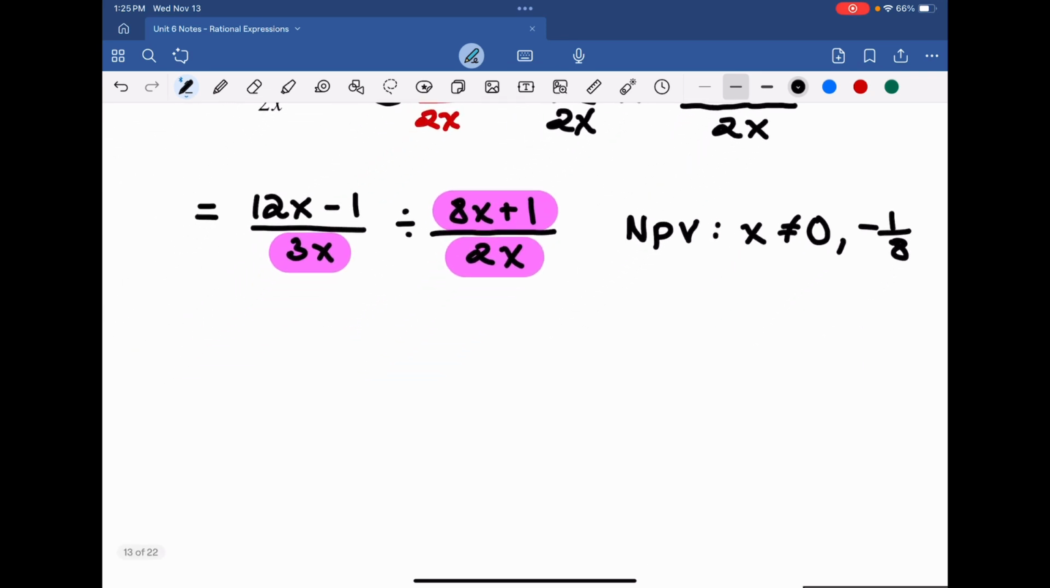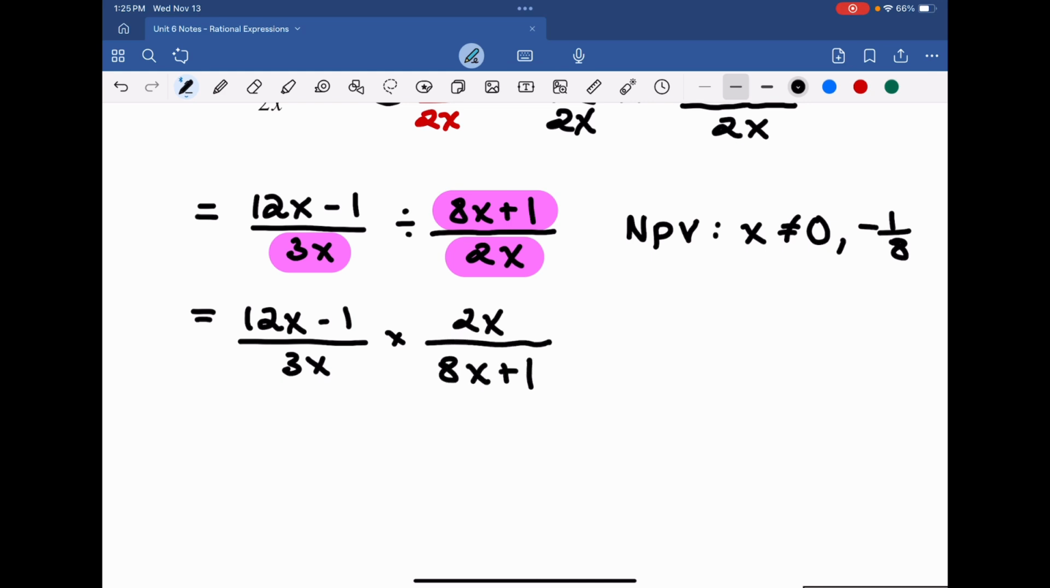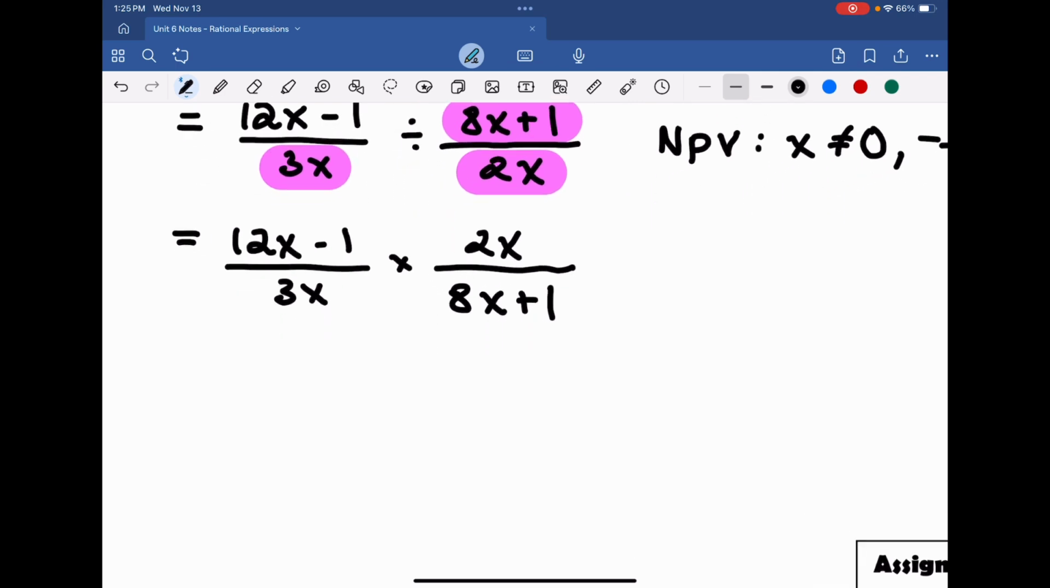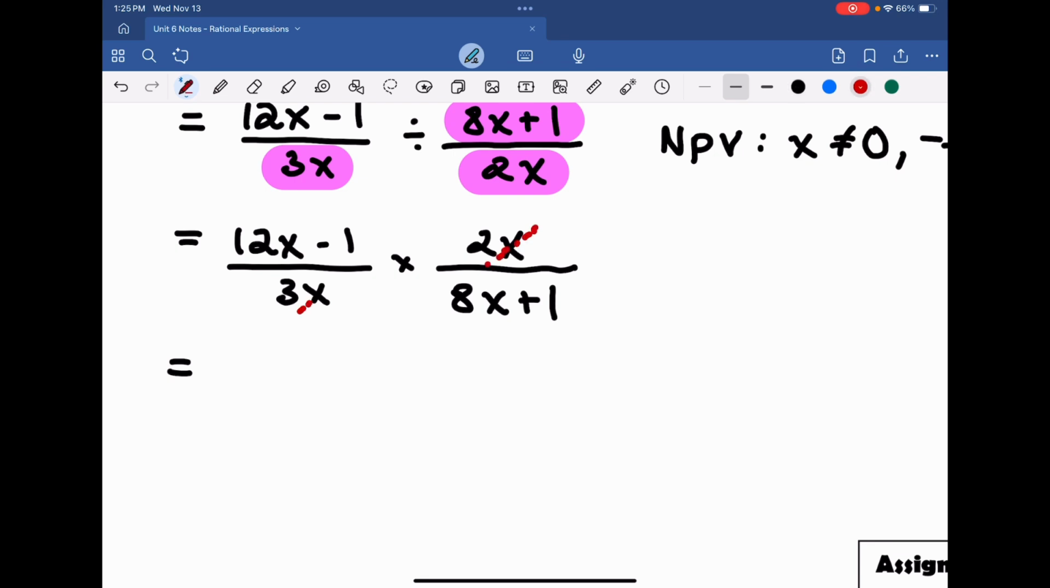So there's our NPV. Now we're going to simplify this. I'm going to do the kiss and flip rule, or the kiss and reciprocal rule. This is over 3x, and I'm going to multiply it by 2x all over the 8x plus 1. Now from here, we're going to cancel the terms that we can potentially cancel. In this situation, I don't really see much that I can do. It might even make sense to expand it, but I know one thing I can do right away is cancel out the x's. That is definitely one piece that we can tackle.